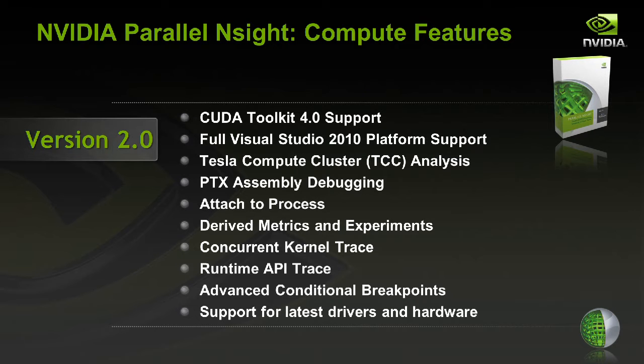Again, lots more improvements for those metrics and experiments. We're finally able to allow concurrent kernel trace. Before, when we did the tracing, we made it so that the kernels launched serially: we launched a kernel, then another kernel, then another. Now, as you saw here, all the kernels launch concurrently. So if you have multiple kernels running at the same time, we can trace that and give you the information as it's running. Again, the API trace, and all the conditional breakpoints: now you can set conditional breakpoints based on your local variables in CUDA. We supported that before in graphics, and now we support that in CUDA as well. And again, we support the latest drivers and hardware.